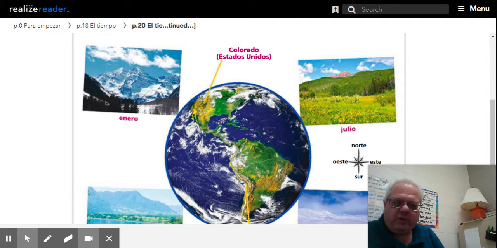Look at the pictures. You have north, south, west, and east. The United States lies in the northern hemisphere. The equator is in the middle. It's an imaginary line about right here.